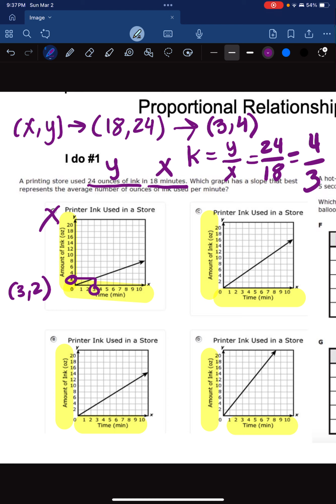Same thing. I'm going to circle 3 on my x-axis, go all the way up to my line, go to the left, and circle my number there. So my coordinate here would be 3, 4. Which, yay, that is what we're looking for. So this is a maybe, but remember, we have to go through and check all of our answer choices.